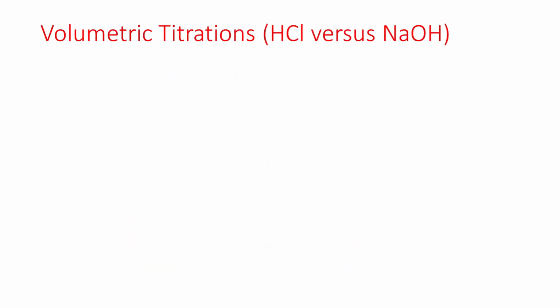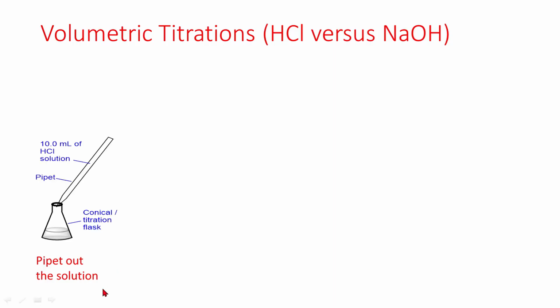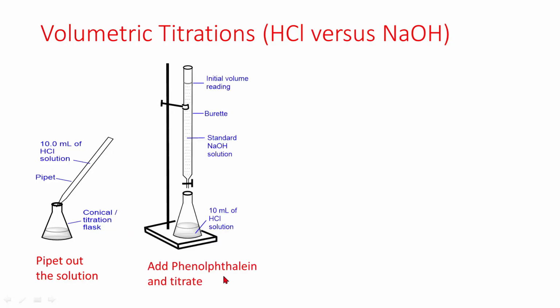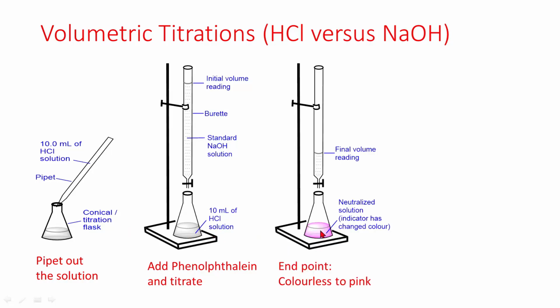Titration of HCl versus sodium hydroxide can be performed by a volumetric method. In this method, we pipette out the solution. 10 ml of HCl is pipetted into the titration flask. Phenolphthalein is added and the solution is titrated. The endpoint of the solution is colorless to pink.